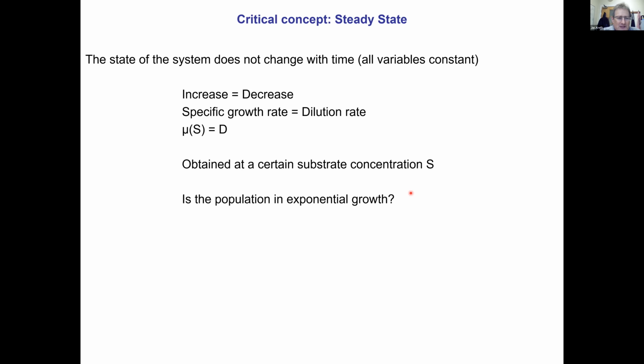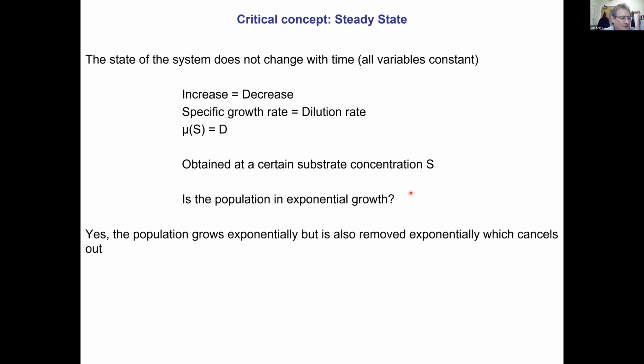Now, if the system is in a steady state, which means that the biomass concentration is constant over time, you might think that this means that bacteria are not growing, but that's wrong. They are actually growing exponentially, but they're also being removed exponentially. So the growth is exponential and the removal is exponential. So that balances out and you get a steady state. But in this steady state, the bacteria are constantly growing and they're growing with a constant specific growth rate.